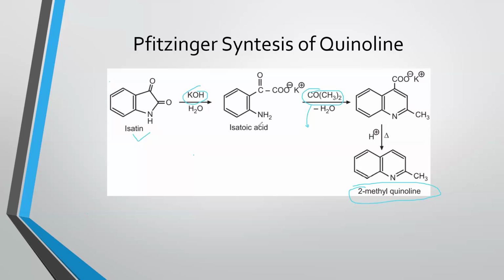So isatin will react with dimethyl ketone in presence of KOH and it will give you quinoline. So that is Pfitzinger synthesis. You have to remember isatin, ketone and KOH, which is very important to identify the reaction.